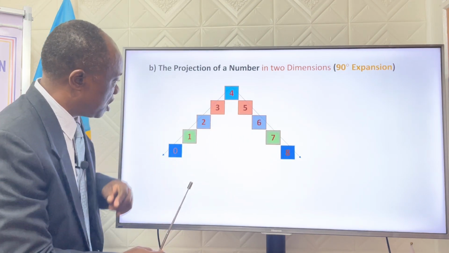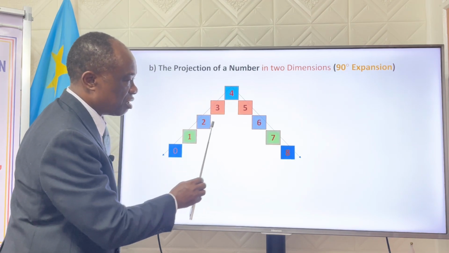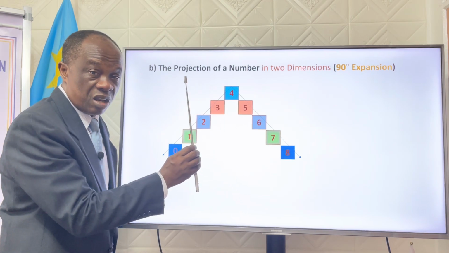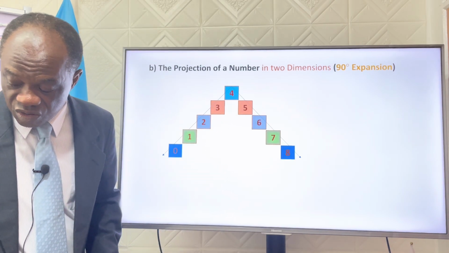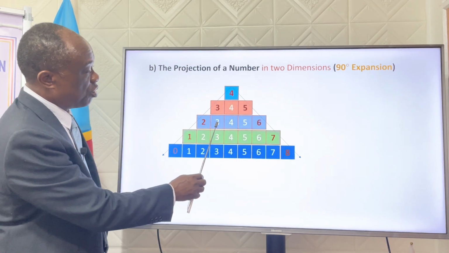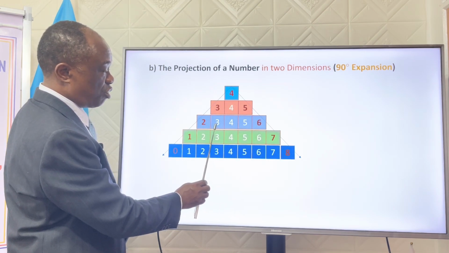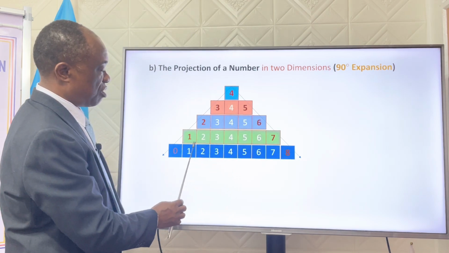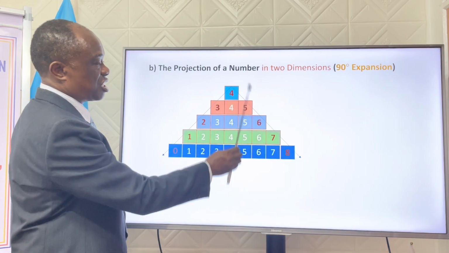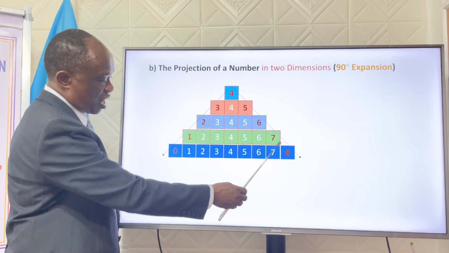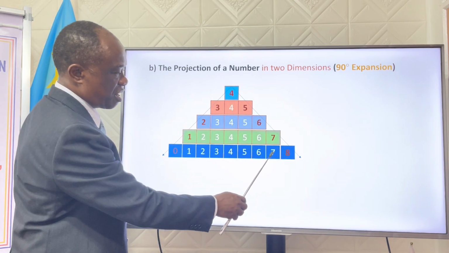And you will see that for number 3 to communicate with number 5, as I explained before, they must pass through 4. So there must be a 4 there. And that will continue here. For 2 to communicate with 6, we need to pass through 3, 4, 5. Here 1 and 7 pass through 2, 3, 4, 5, 6. And here 0 and 8 must pass through 1, 2, 3, 4, 5, 6, 7.